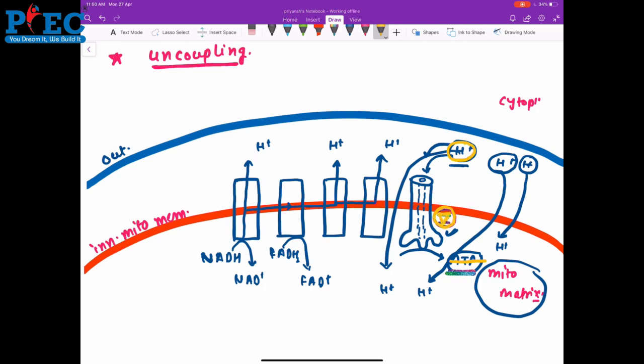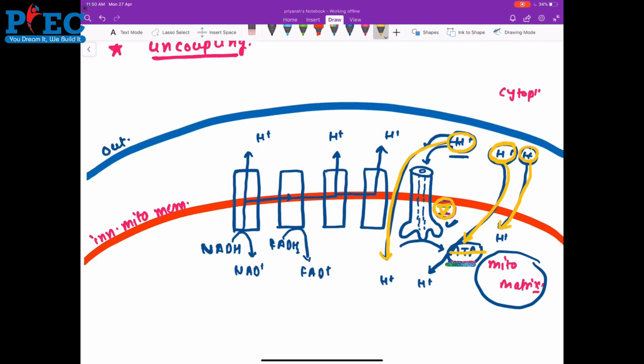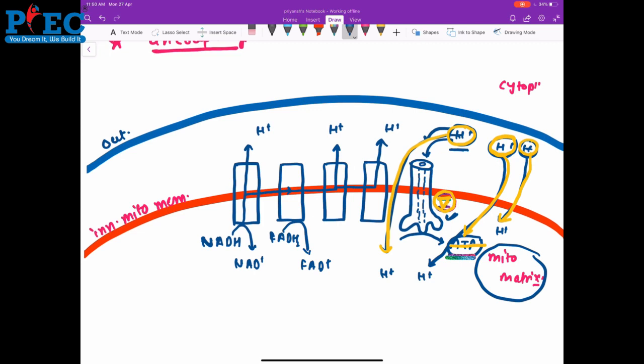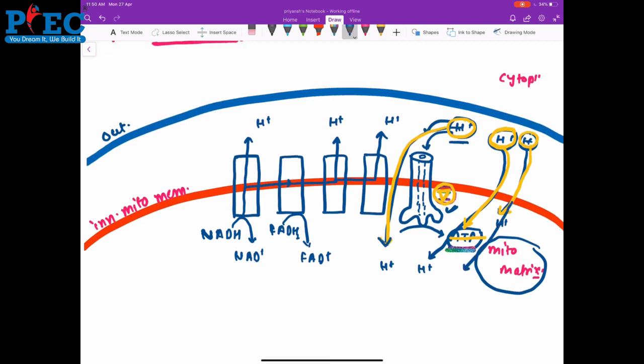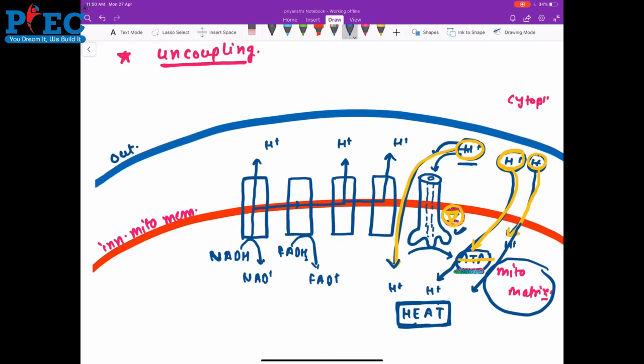But now what I am saying is, if these hydrogen ions do not come via the complex 5 tunnel, and come directly through some other leakage to the mitochondrial matrix, then the fan will not move, and the energy will not be generated. In this case, when the hydrogen ions come to the mitochondrial matrix via other than complex 5, the energy is generated in the form of heat, and this process of generating heat is called uncoupling.